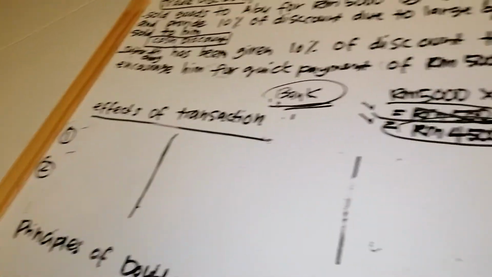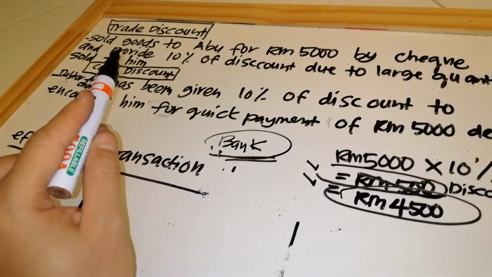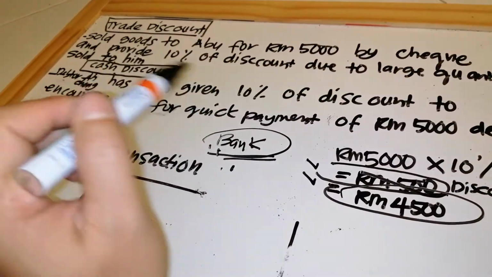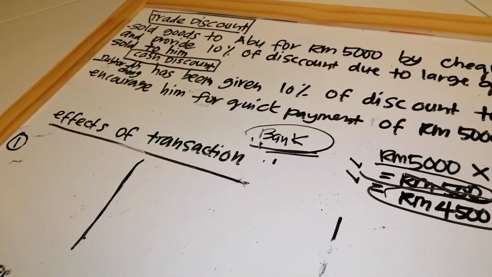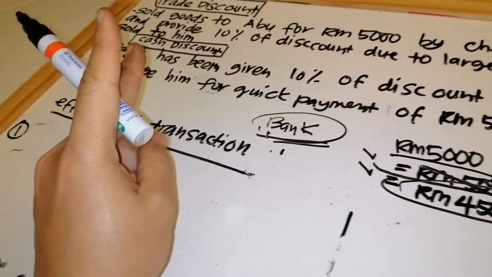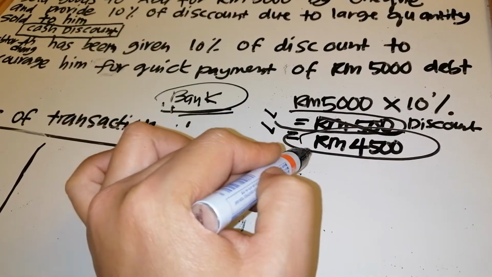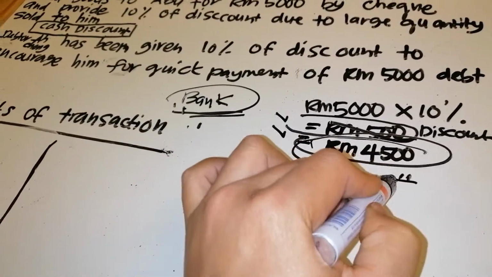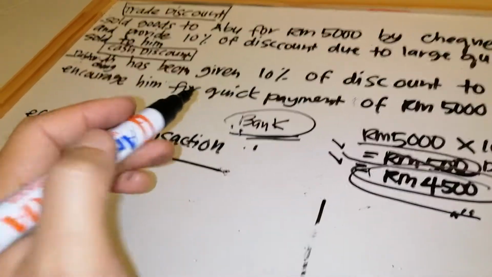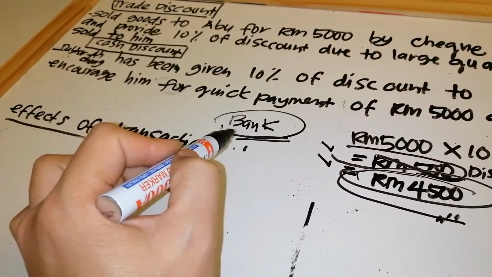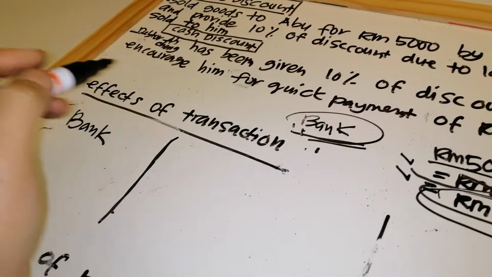Okay. Now I'm going to the second effect. Can you see? Do not assume that one transaction has only one effect or one principal double entry. Sometimes, especially for cash discount, there are two effects. First effect is for discount allowed, and the second effect is the payment. We need to record it. So when the question is silent about the payment method, I told you to assume using bank. So the first effect is bank.